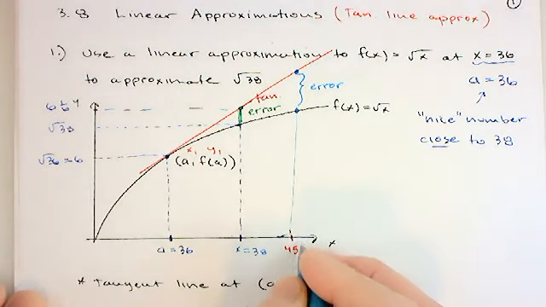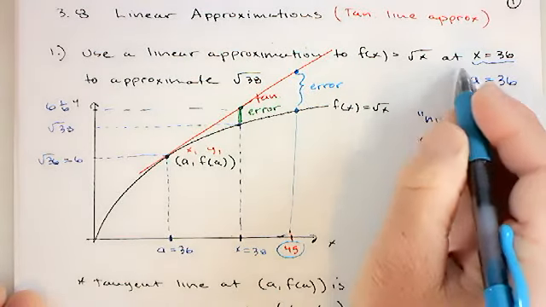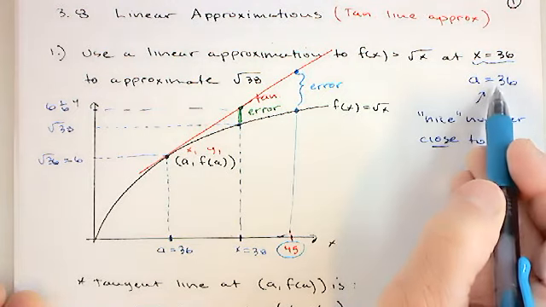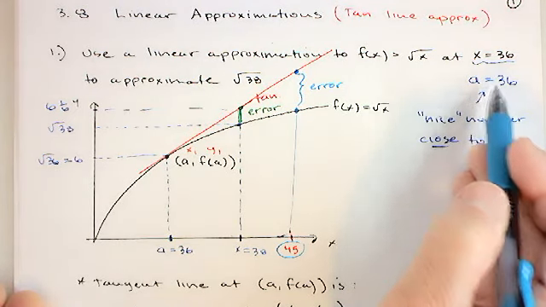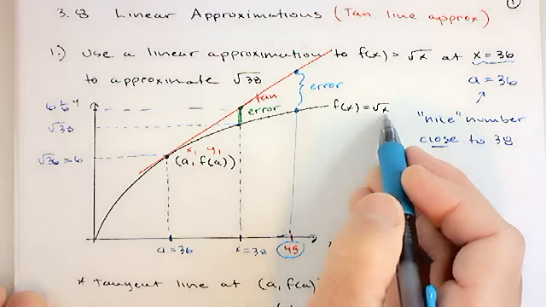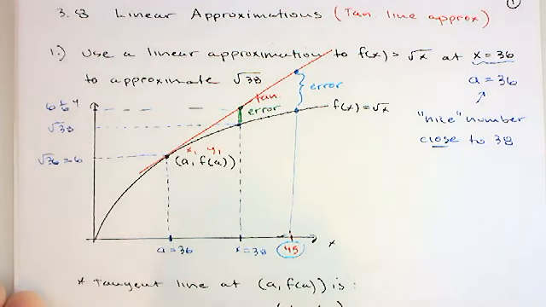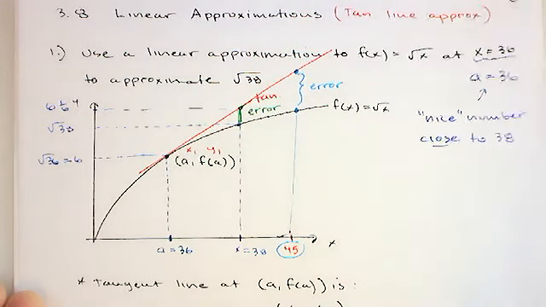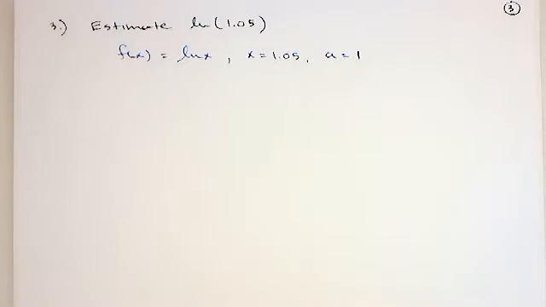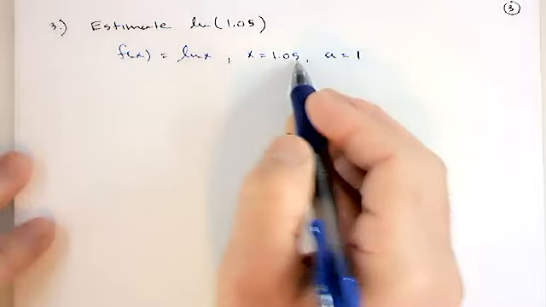So what would you do then? Well, if I wanted to approximate the square root of 45, I would not have used 36. What would have been a better choice for my nice number? I would have used 49, right? Because the square root of 49 is 7, and that's closer to 45 than 36 is. So usually it's a pretty obvious decision to make what your nice number is. So 1.05 is definitely closer to 1.